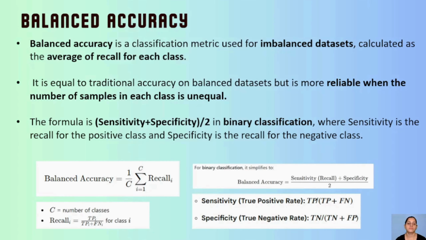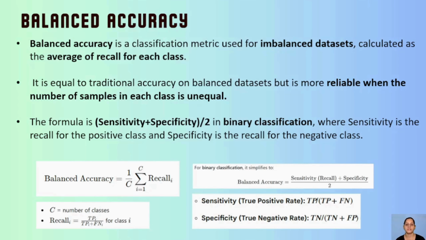In the case of traditional accuracy, for balanced datasets, it is very reliable when the number of samples in each class is equal. But in the case of imbalanced data, accuracy is not performing well, and we have already discussed that point. So to handle that, we are using balanced accuracy. We are adding one more word, balanced, to accuracy.